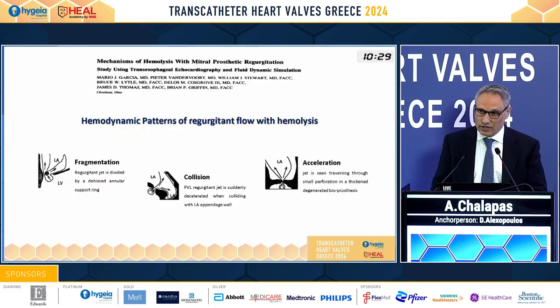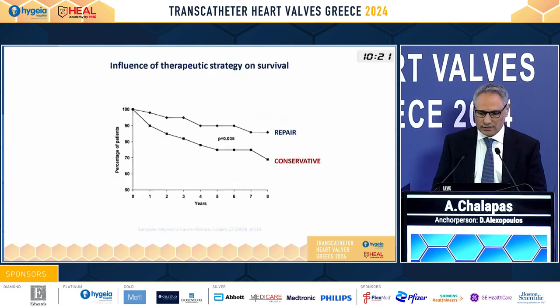This is a fantastic graphic coming from Garcia showing the different hemodynamic patterns related with hemolysis, and just to mention the fragmentation, the collision, and the acceleration. Of course, repair is the gold standard management approach in patients with severe symptomatic defects.